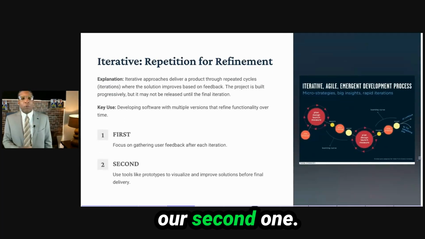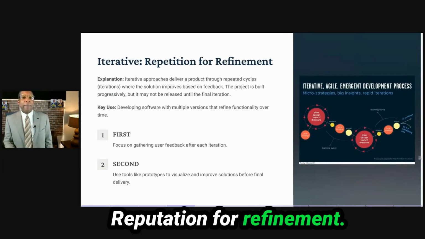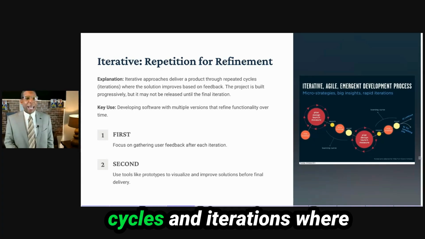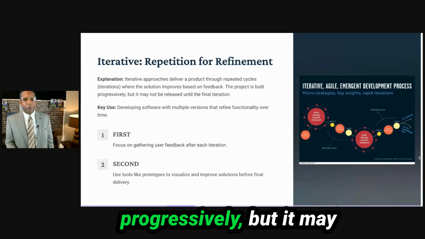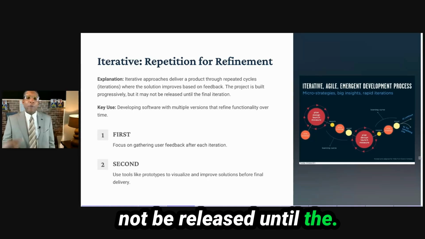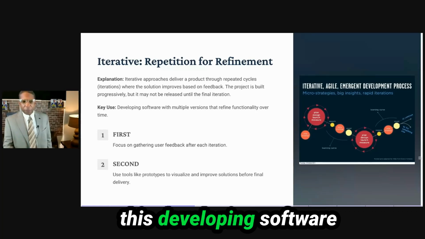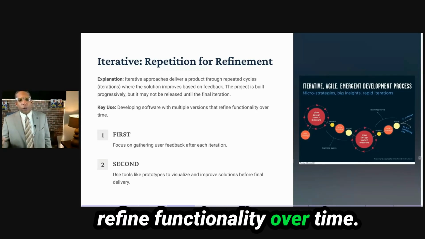Let's move on to our second one, iterative. Repetition for refinement. The iterative approach delivers a product through repeated cycles and iterations where the solution improves based on feedback. The project is built progressively, but it may not be released until the final iteration. Key uses for this: developing software with multiple versions that refine functionality over time.